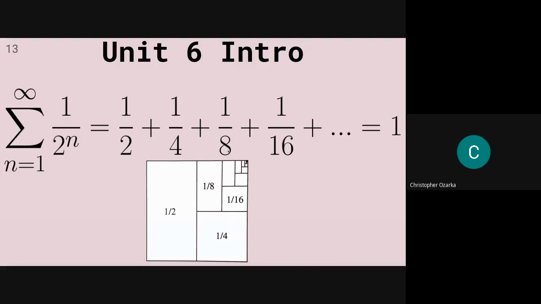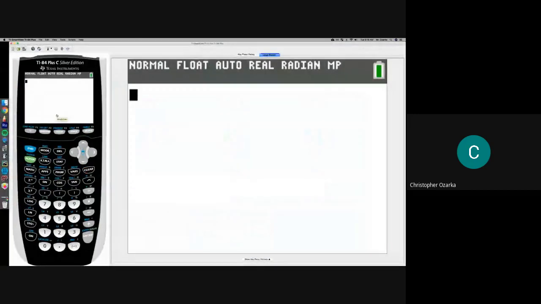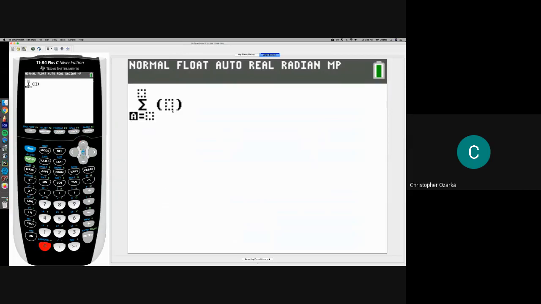Here, let's go to my calculator. Okay, you can do this on your calculator. Actually, take your calculator out because this is fun to show. Hit math and then press up. And you want to go to where it says summation, so math 0. If you have an older calculator, I don't think you have this. So if you have an older calculator, I apologize.